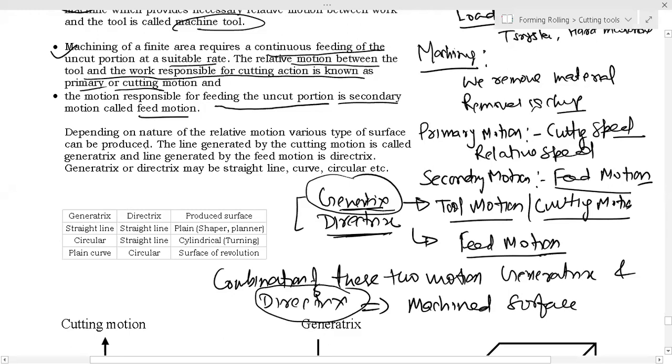So here you have a combination, depending upon the nature of the relative motion, of the type of surface that I already discussed. If the generatrix is a straight line and the directrix is a straight line, we get a plane surface. That is there in shapers and planers. And if the generatrix, the tool motion, is circular and the directrix is a straight line, we get a cylindrical surface. Then if the generatrix is a plane curve and the directrix is circular, we get a surface of revolution. So let us understand more.